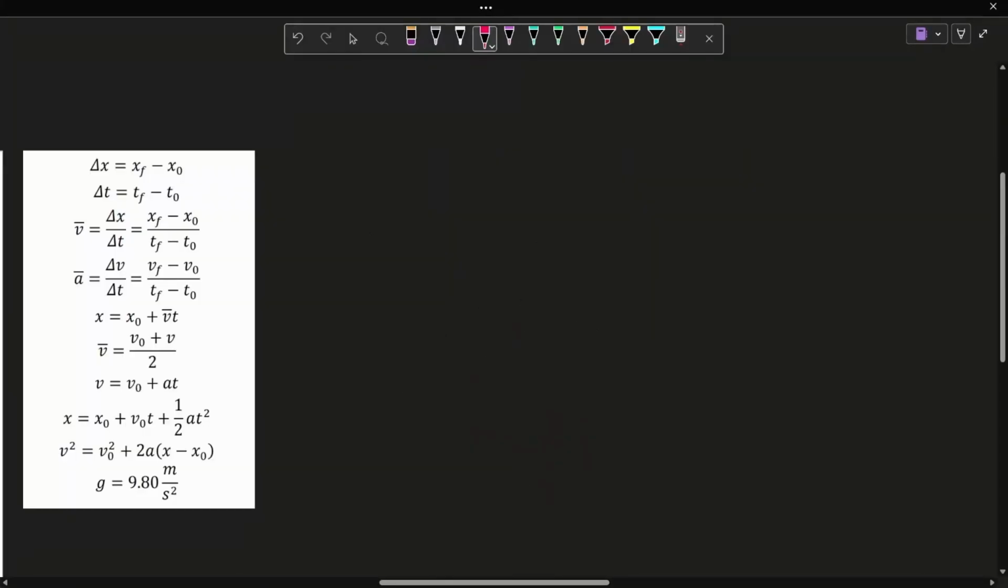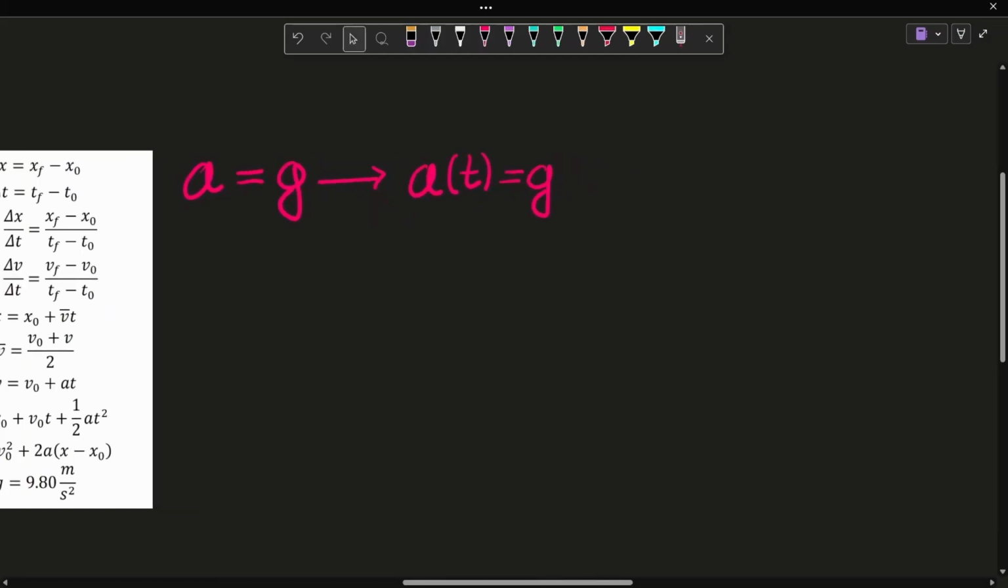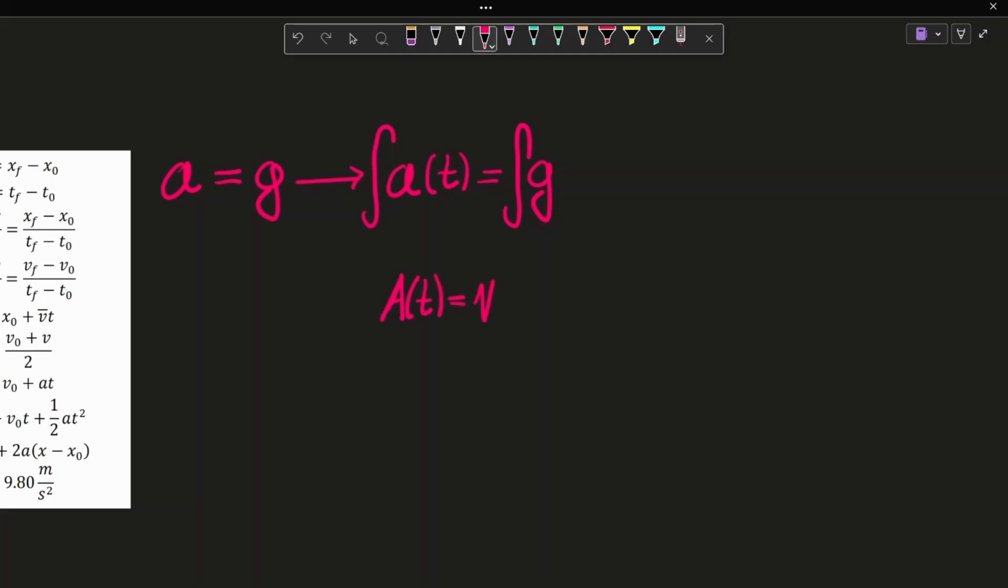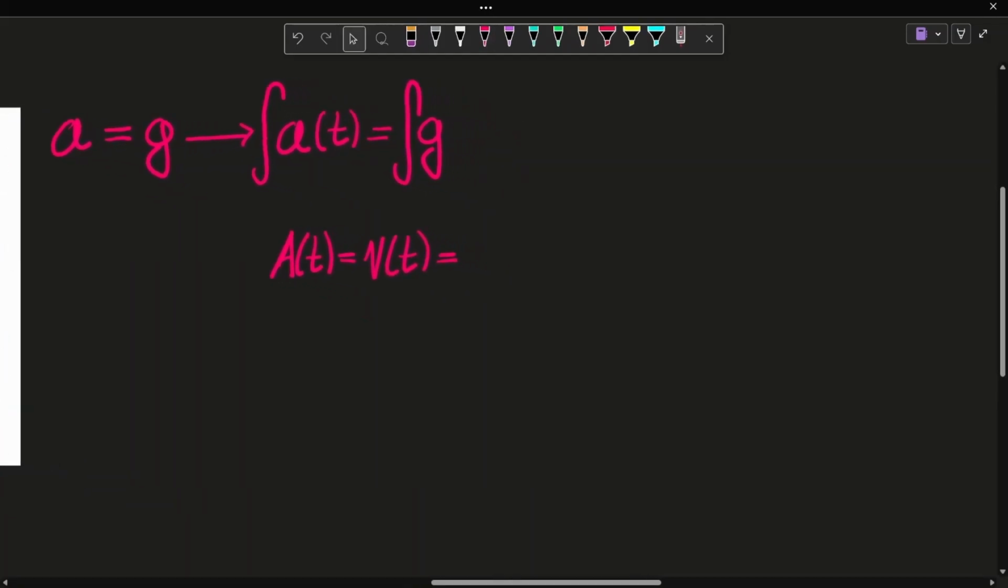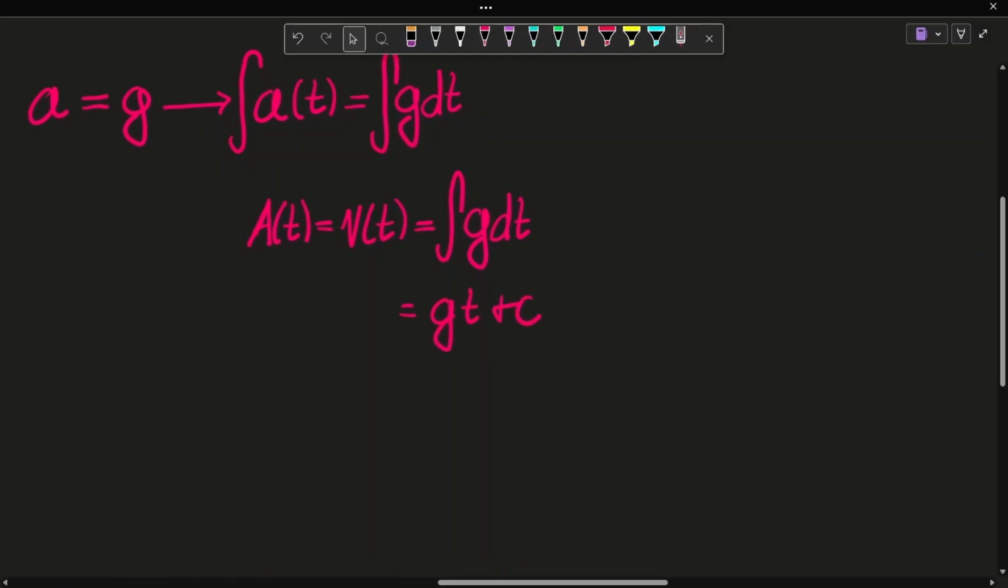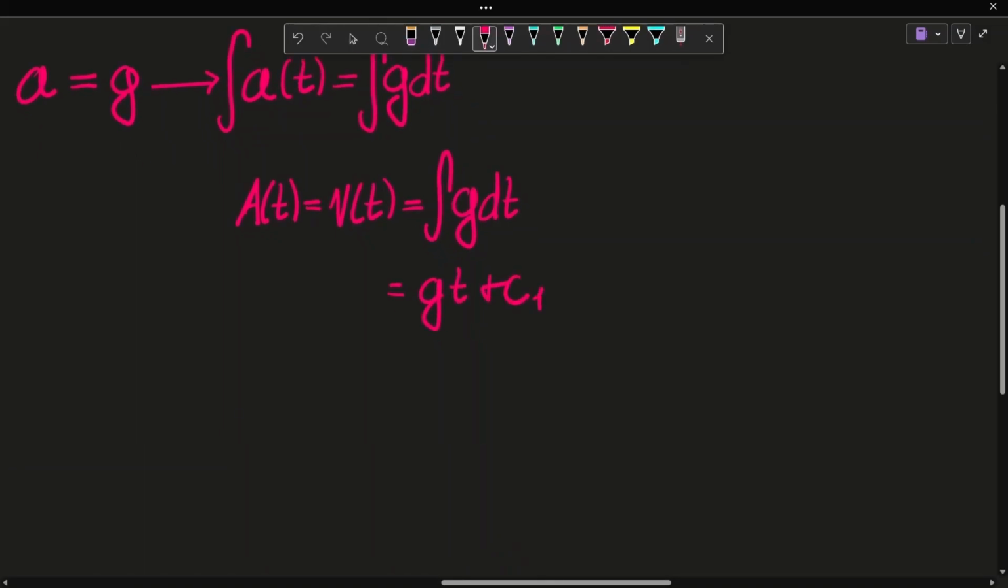So for the kinetic equations, they're all based off of 1. So we know that acceleration is always g, right? So let's transform this into a function where acceleration is a function of time. That means if we integrate both sides, we get the integral as a function of time, which is velocity as a function of time, is equal to the integral of g with respect to the change in time, which is just gt plus c. We'll call this constant 1.